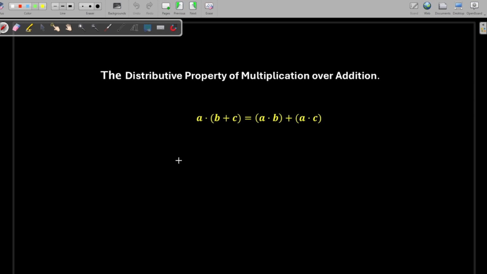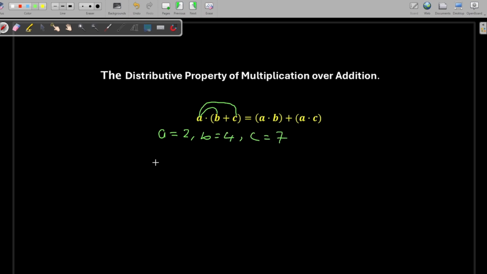Now, what does it mean? It means you are taking A and spreading it evenly across both B and C. That is, you multiply A by B to give you AB, and you multiply A by C to give you AC. Then what? You add the results. I want you to imagine A as something being spread evenly over B and C. For example, if we have A equals 2, B is equal to 4, and C is equal to 7.